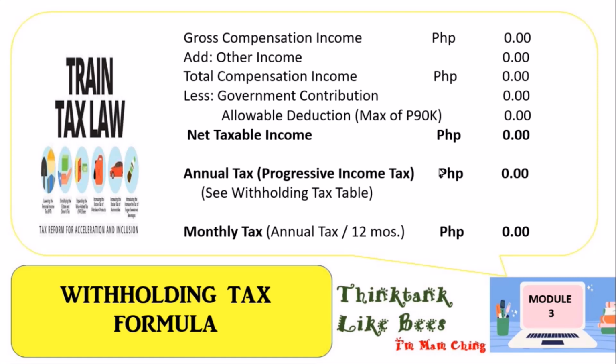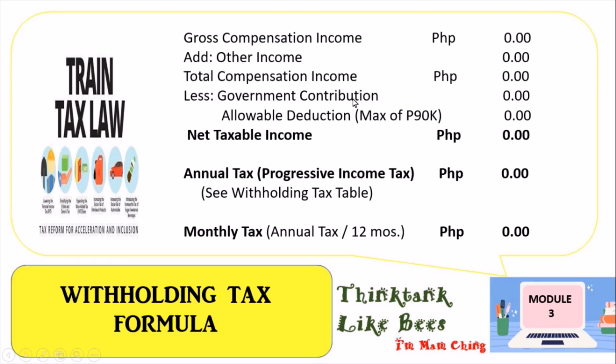It's for the employee. So for example, you have the gross compensation income. You multiply it by 12 so that you will have the annual gross compensation income. Add the other income. Other income means your 13th-month pay, bonuses, some allowances, for example, food allowance, transportation allowance, etc. So you need to add the two to have the total compensation income. That means what you receive for the whole year.